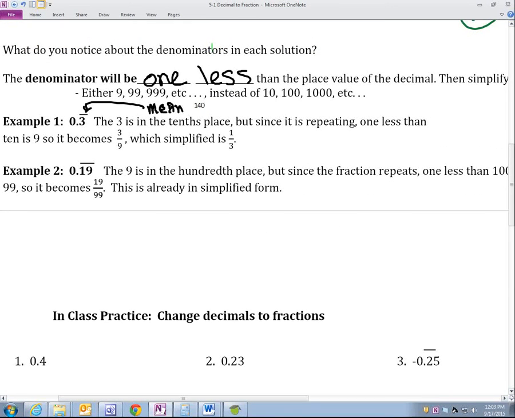For example, let's start this over. Since 3 is in the tenths place, I'm going to do 1 less than 10 because it's 9. So it becomes 3 over 9. I want you to circle those words that I just circled, or highlight them if you have a highlighter. But then we have example 2. We have 0.19 repeating. The 9 is in the hundredths place, and the fraction repeats, so we use 1 less than 100, which is 99. So it becomes 19 over 99, and we can't simplify that anymore because 19 is prime.